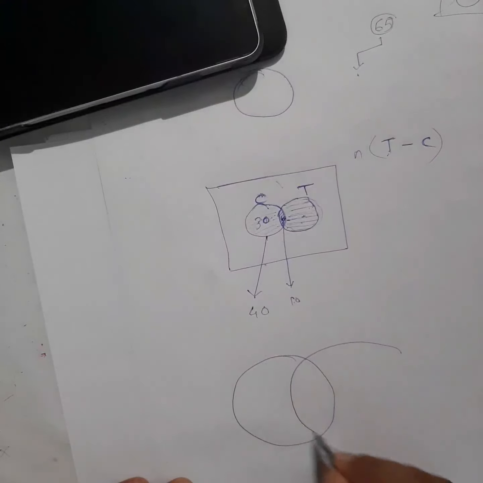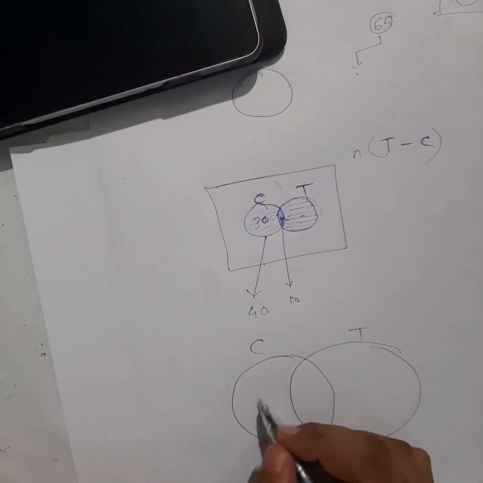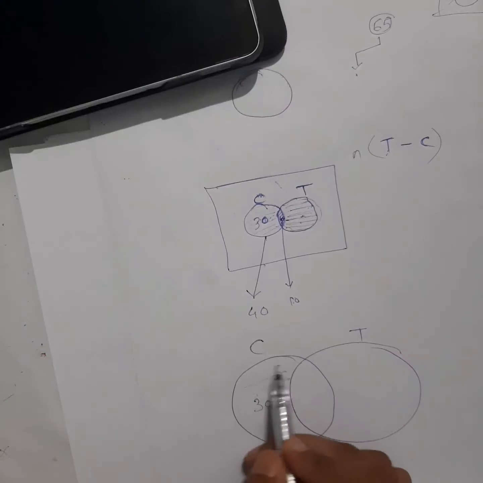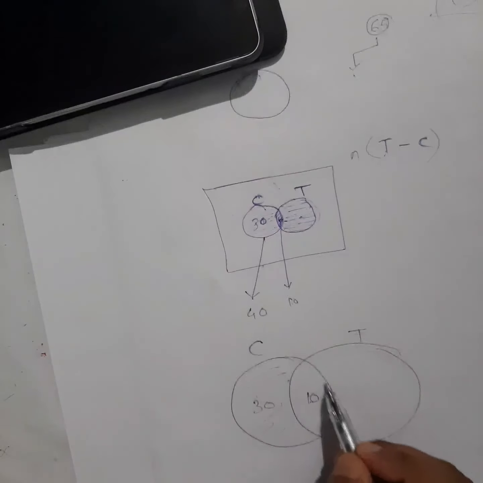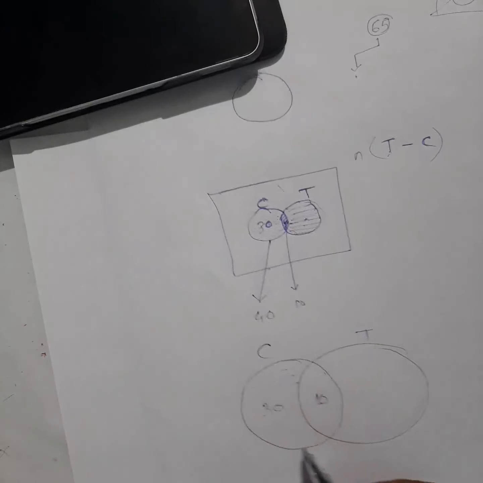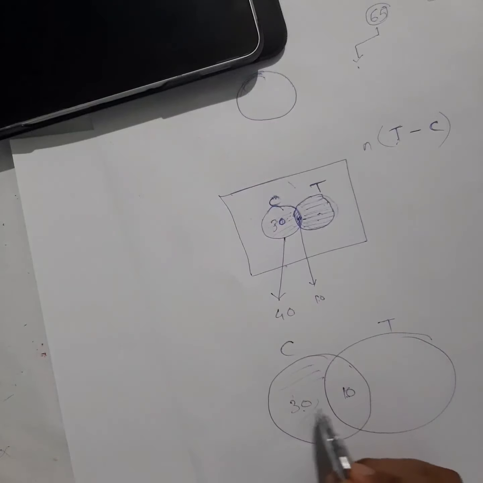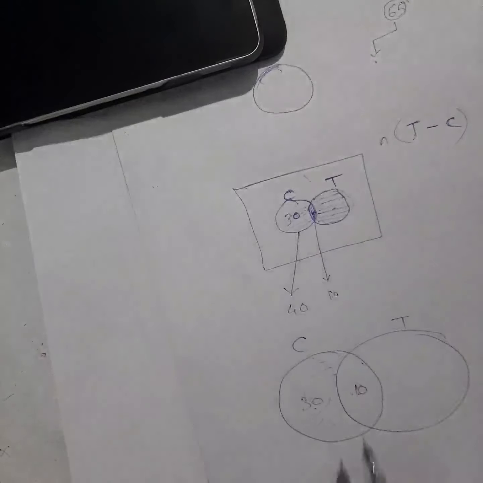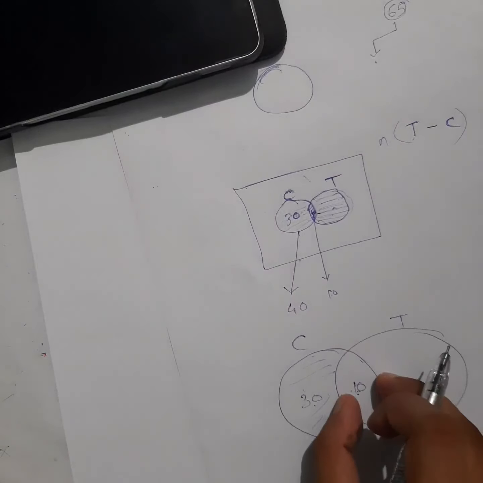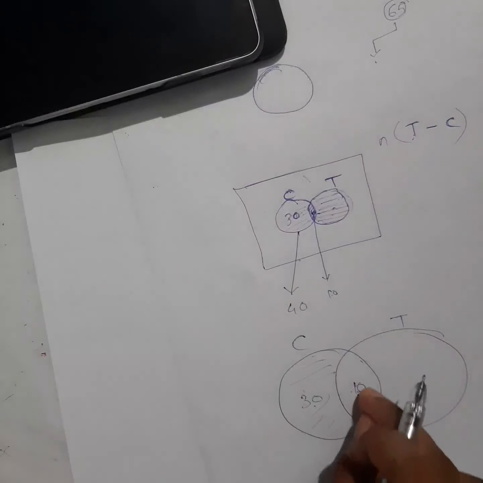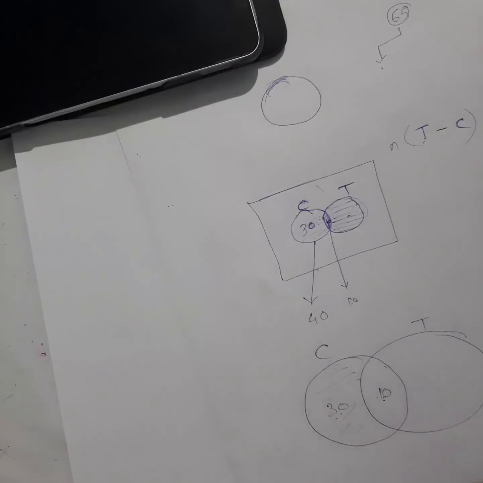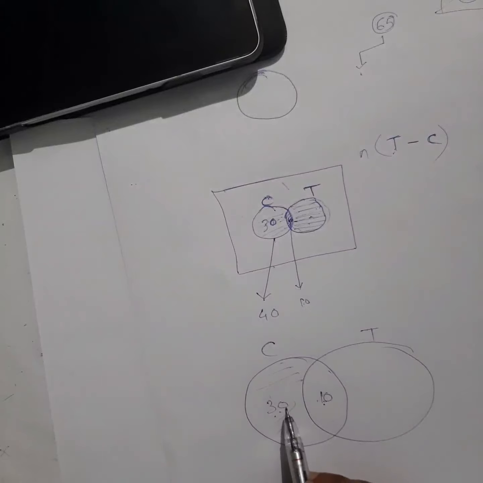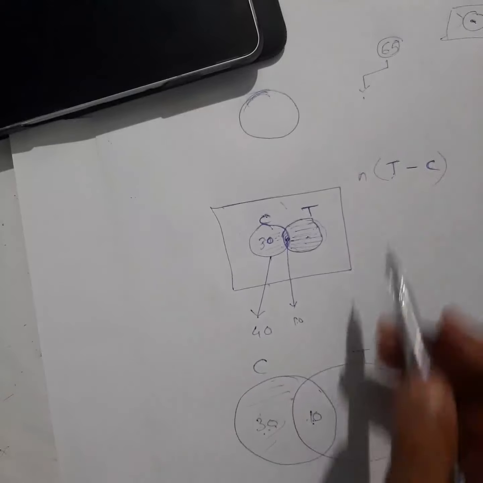Let me draw a clear diagram. This is cricket, this is tennis. So only people who like cricket is 30, tennis and cricket is 10. Why? Because they have said according to the question, number of people who like cricket is how many? 40, right? So 30 plus 10, it will be 40. So 10 like both cricket and tennis. So only cricket how many people will like? Obviously if 40 people like cricket, then only 30 people will like only cricket, right?